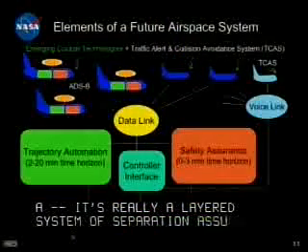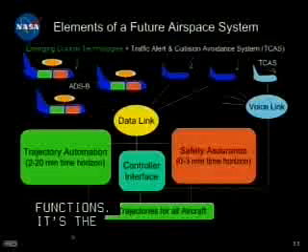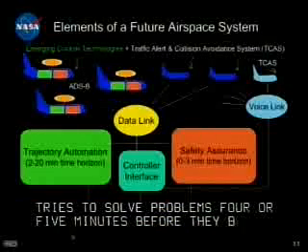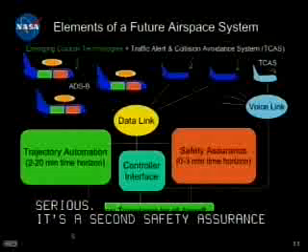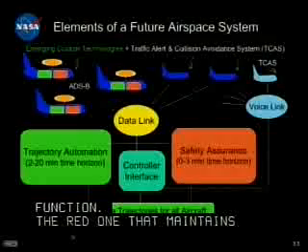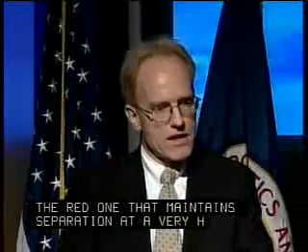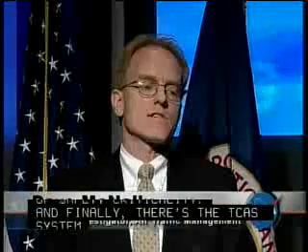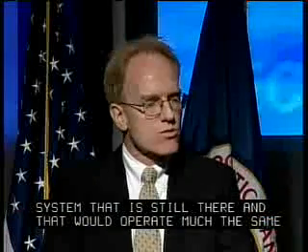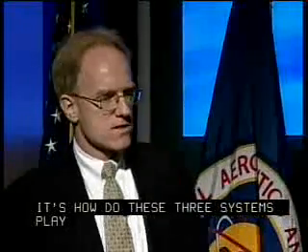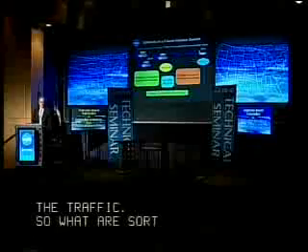It's a primary function that tries to solve problems 4 or 5 minutes before they become serious. It's a second safety assurance function, the red one, that maintains separation at a very high level of safety criticality. And then finally, there's the TCAS system that is still there and would operate much the same as it does today. So how do these three systems play together in order to maintain safety in the system with a substantial increase in traffic? So what are the top level challenges that we see here? Next slide.